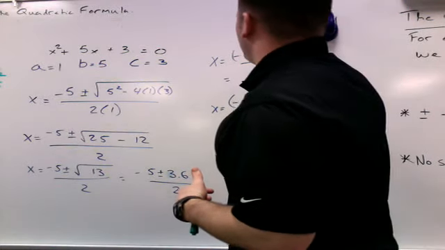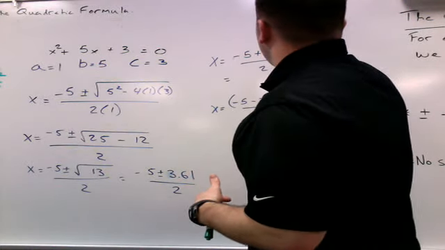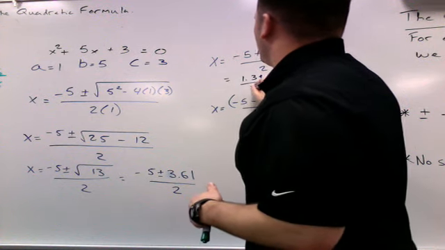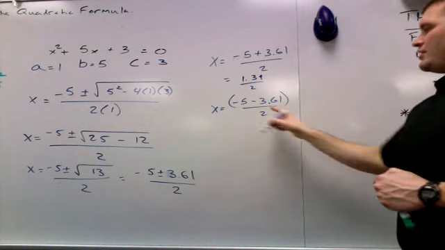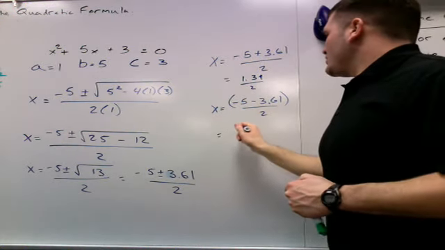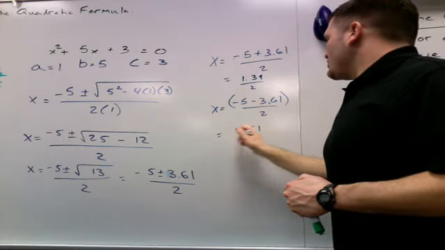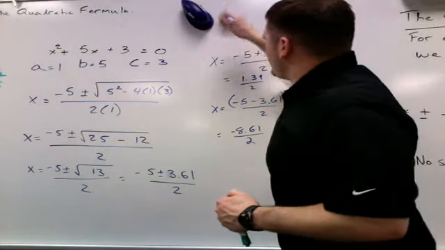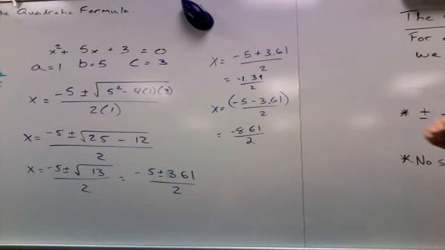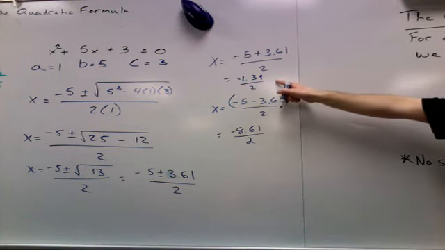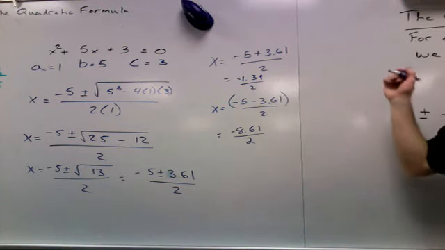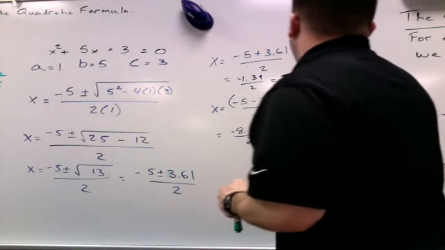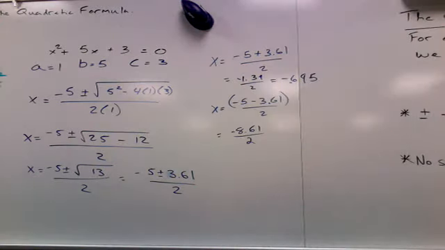Or we can keep simplifying. I like to simplify. So negative 5 plus 3.61 is negative 1.39 over 2. And negative 5 minus 3.61 is negative 8.61 over 2. So what does this top one get me? Anybody know? Negative 0.695. And what does this one equal? Negative 4.305.